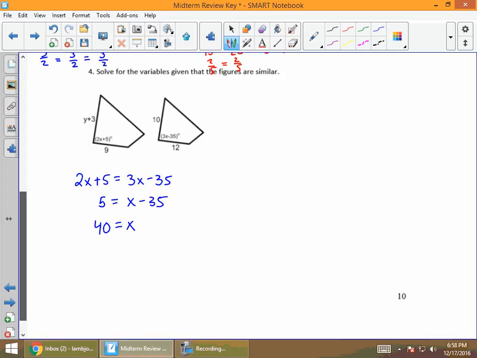And now my sides must be proportional. So on the left, I have y plus 3 and 9. And on the right, I have 10 and 12. They must be proportional, so I can cross multiply. 12 times y plus 3 is going to be 12y plus 36. 9 times 10 is going to be 90. I'll subtract 36 on both sides, so 12y is equal to 54. And I'll divide by 12, and y is equal to 4.5.